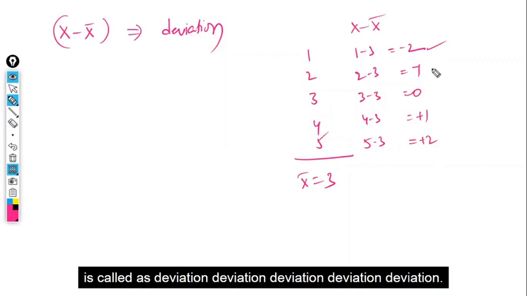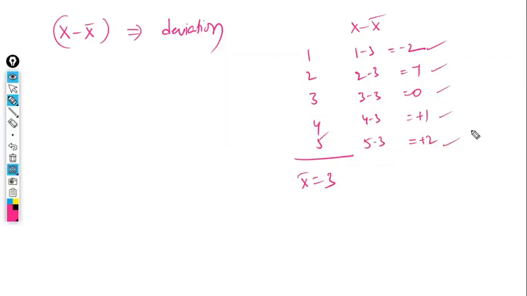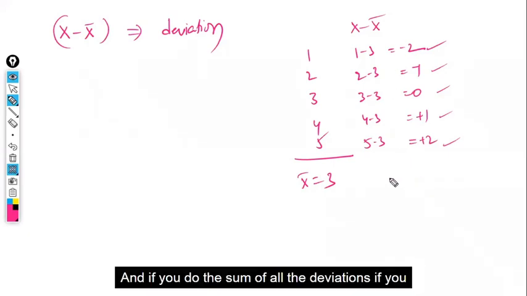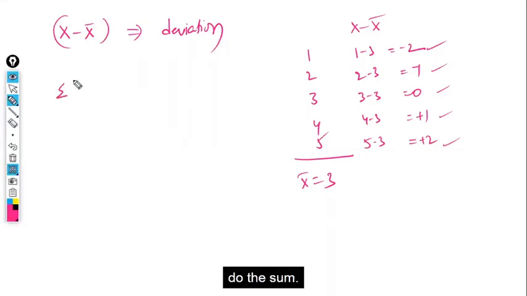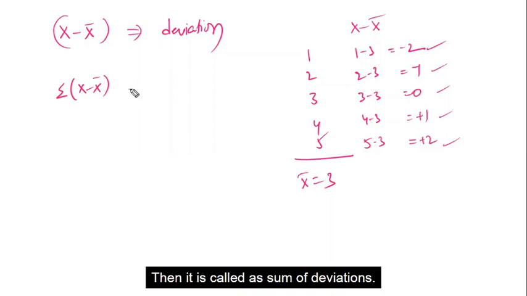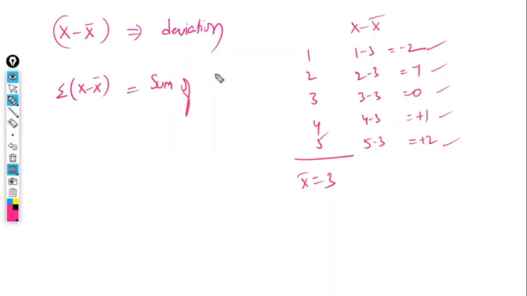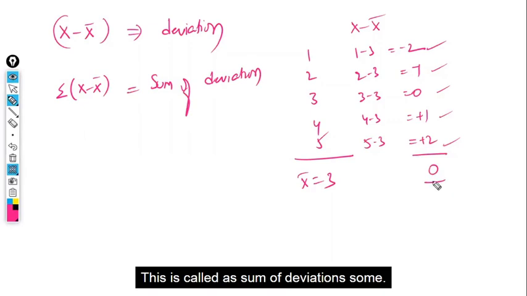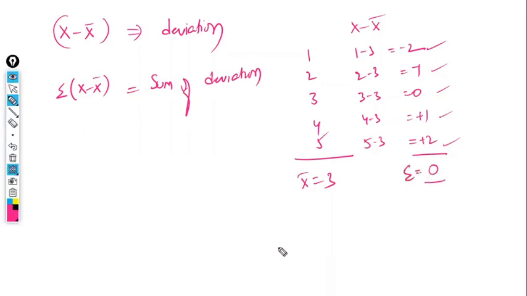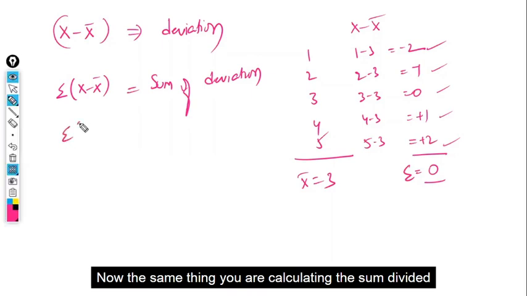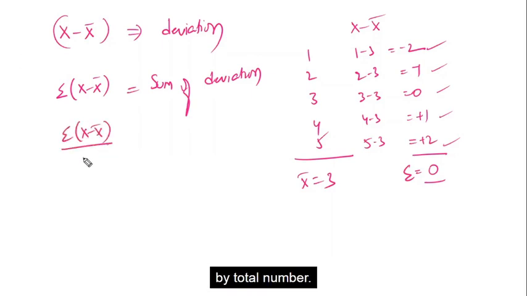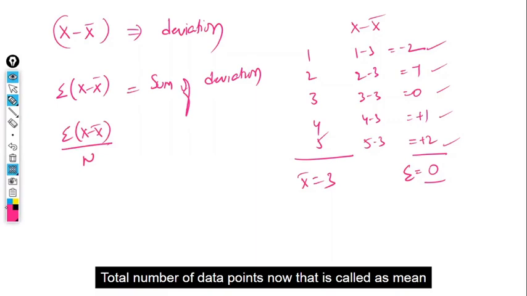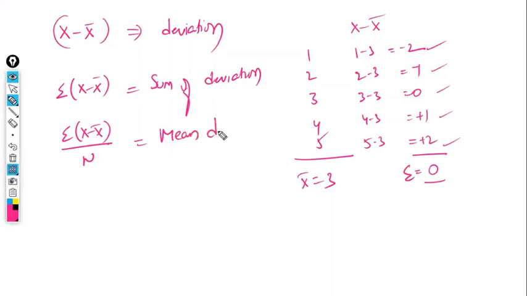This one is called a deviation, deviation, deviation. And if you take the sum of all the deviations, it is called the sum of deviations. In this case, what is the sum of the deviations? 0. Now, if you calculate the sum divided by the total number of data points, that is called the mean deviation.